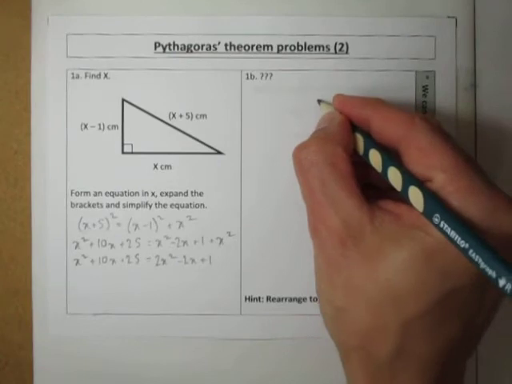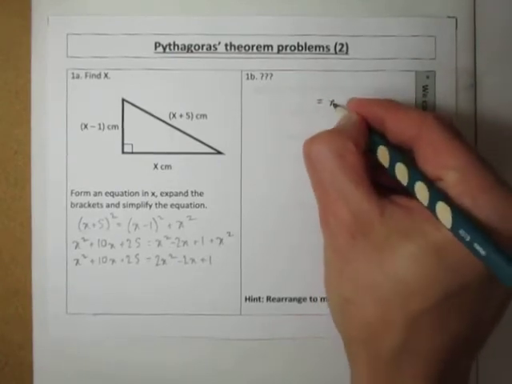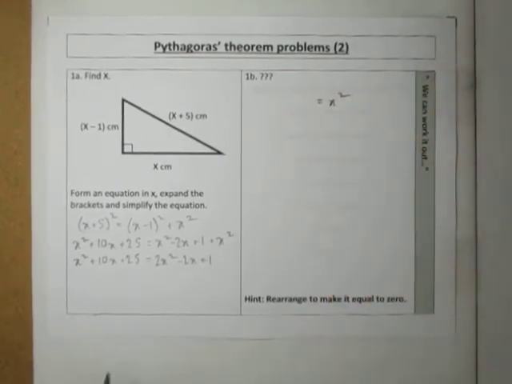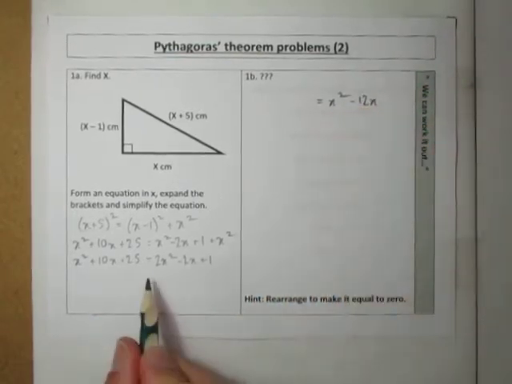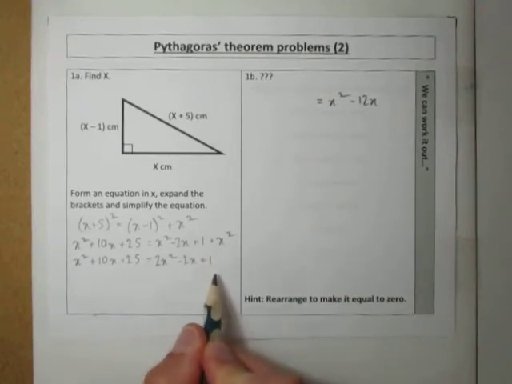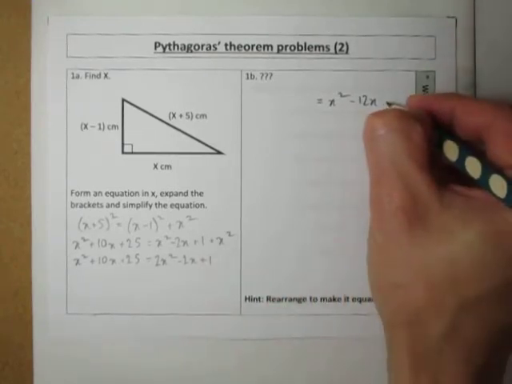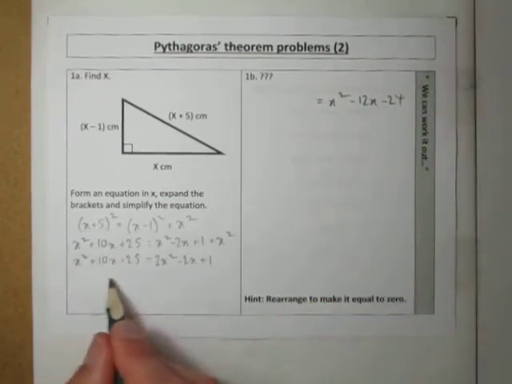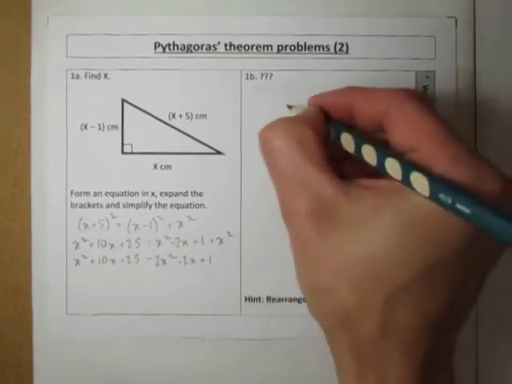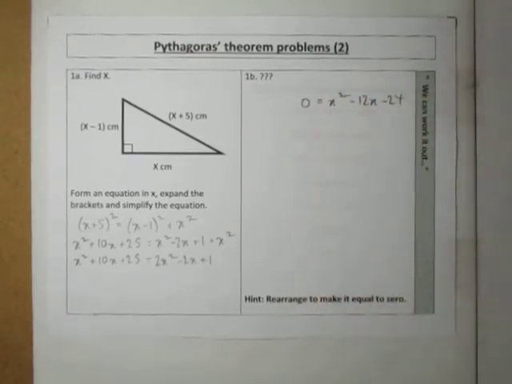equation here, and that's going to leave me with x squared on the right hand side. I'm going to take away 10x from both sides of the equation, which is going to leave me with 12x on the right hand side, and I'm going to take away 25 from both sides, leaving me with minus 24 on the right hand side. And because I've taken away everything from the left hand side, that means it should be 0.